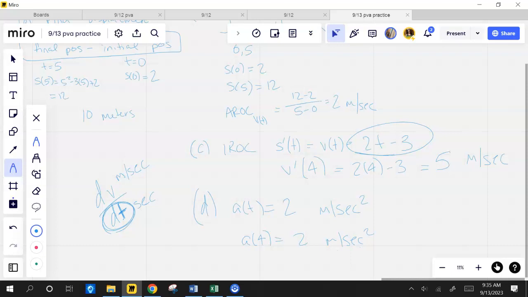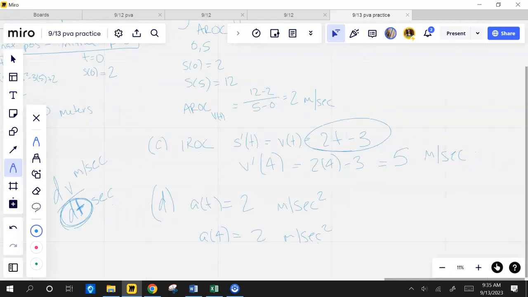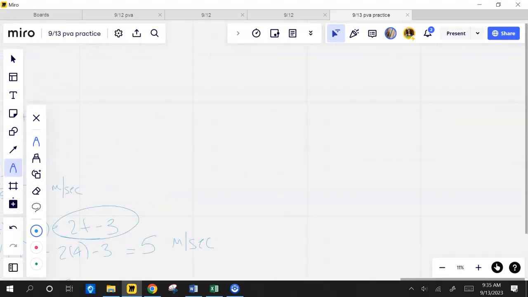All right, part E. At what values, all right, here we get into some more calculus, and here is where your sign analysis will really help you, right? At what values does the particle change directions?